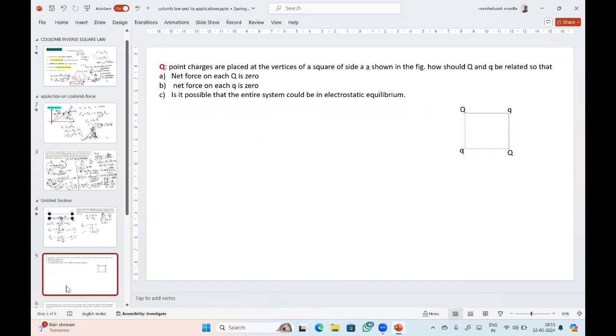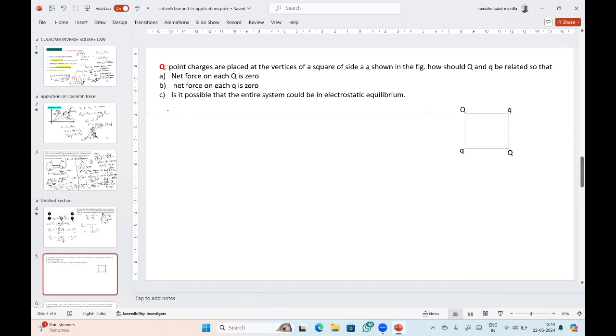So here the point charges are placed at the vertices of a square of side A. Here the figure is shown like this. How should Q and Q be related so that the net force on each Q is 0? So you have to find the net force on Q, and to make it 0, what is the relation between the charges? Charges are how much? That is the first question you have to find out.